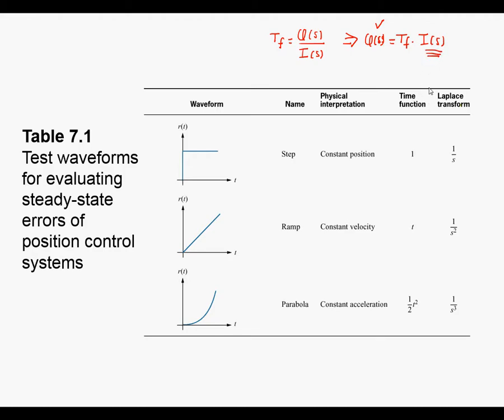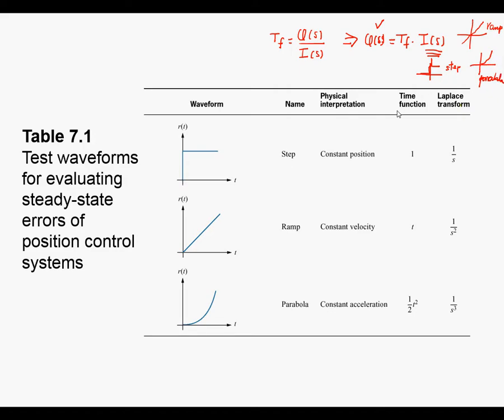And so it happens that this input could be a step input, like a function like this. That's a step function. Or it could be that our input is like this, which is called a ramp. So this is the step, this is the ramp. Or it could be a function like this, which would be a parabola.